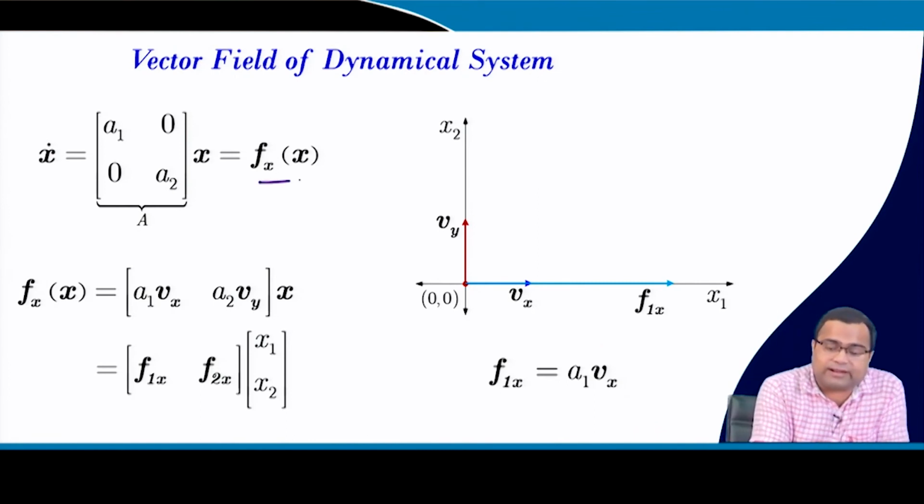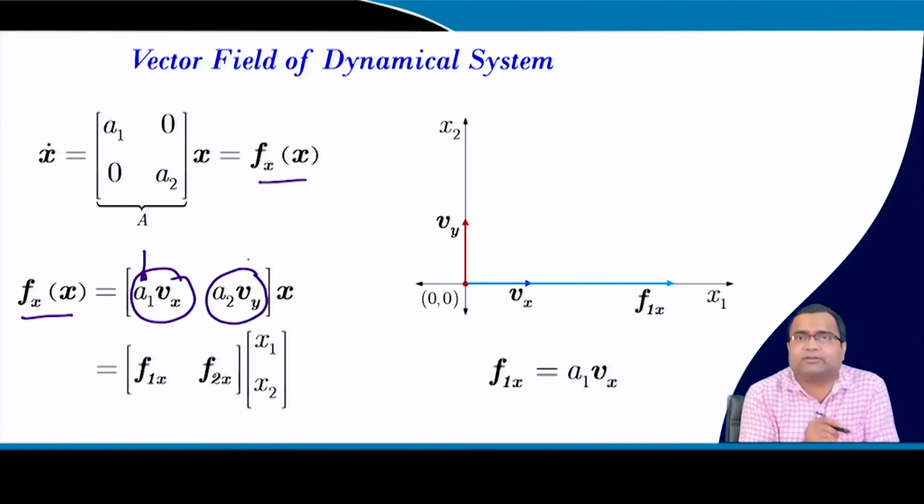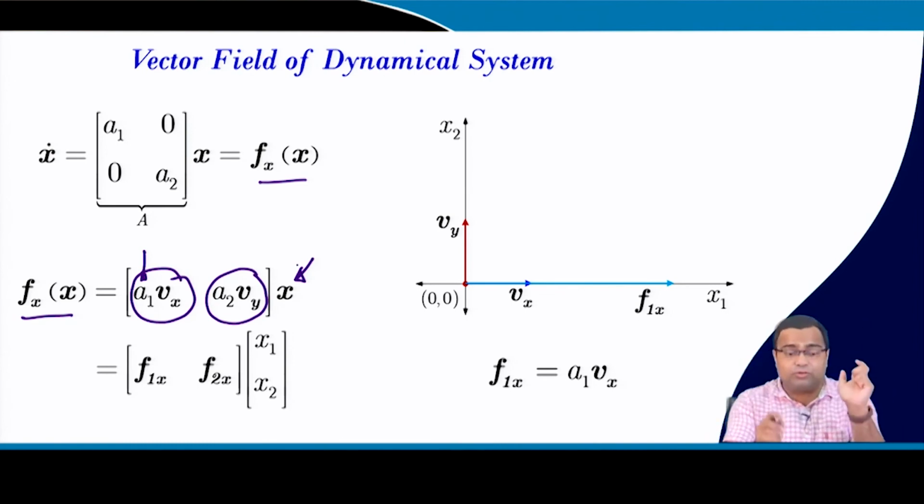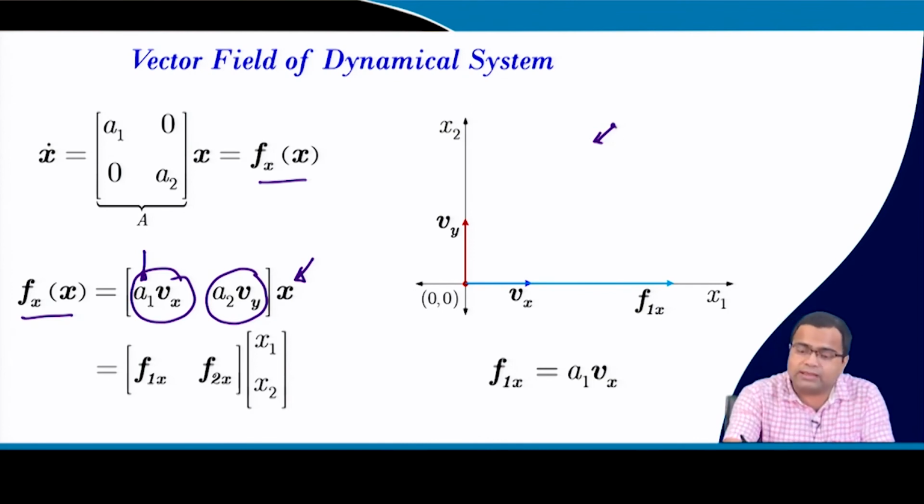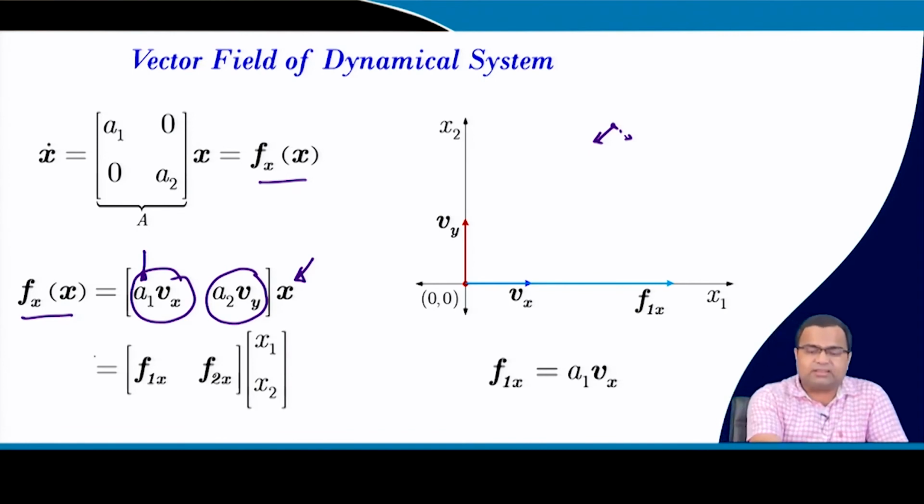Now I want to draw the vector field. I told you, in order to draw the vector field, the fx function: Vx is the basis vector with the scaling factor of A1, Vy is the basis vector with the scaling factor of A2, and x is the point where we are trying to draw the vector field. So you need to specify the point where we want to draw the tangent. Suppose you want to draw a tangent here, whether it will come towards this, which you have shown in MATLAB, or where it will go towards this. That can be analyzed by drawing this vector field.